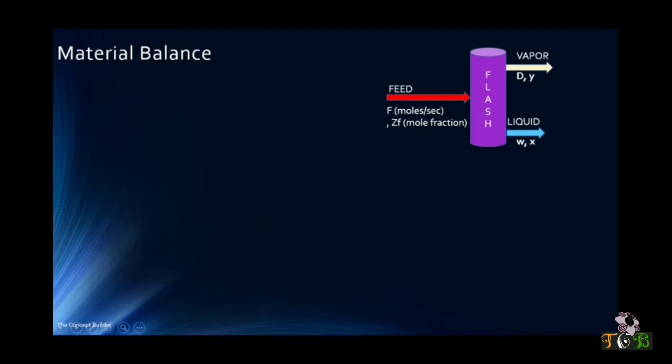Here are some terms you should recognize. F is the flow rate of the feed in moles per second, D is the flow rate of the vapor, and W is the flow rate of the liquid. Y and X are their mole fractions, the compositions. Is it clear? And the mole fraction of the feed is ZF. These are the terms we're going to use.